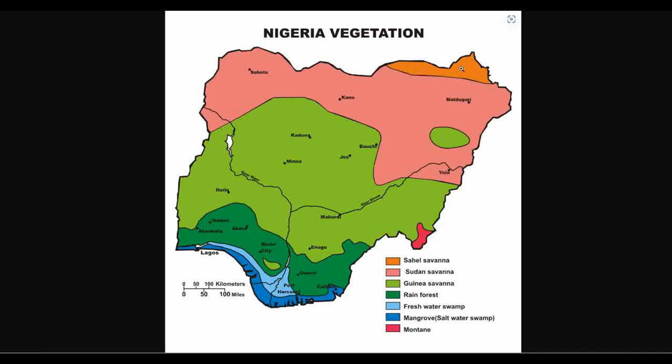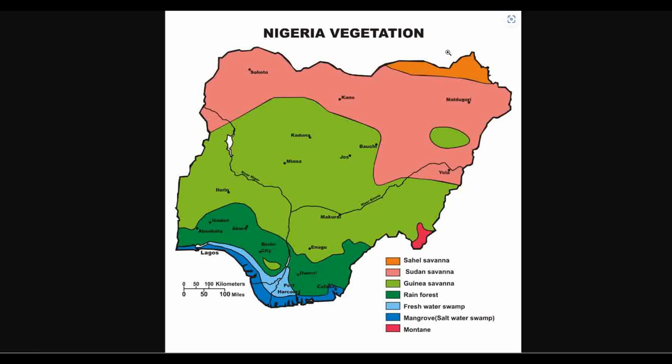And finally, we have the deserts. Now, there is no desert in Nigeria. But the Sahel savanna, which is very narrow, that you can see here, is gradually giving way outside the northern Nigerian border to the Sahara Desert. So this part is very close to the Sahara Desert, which is the only desert in West Africa.